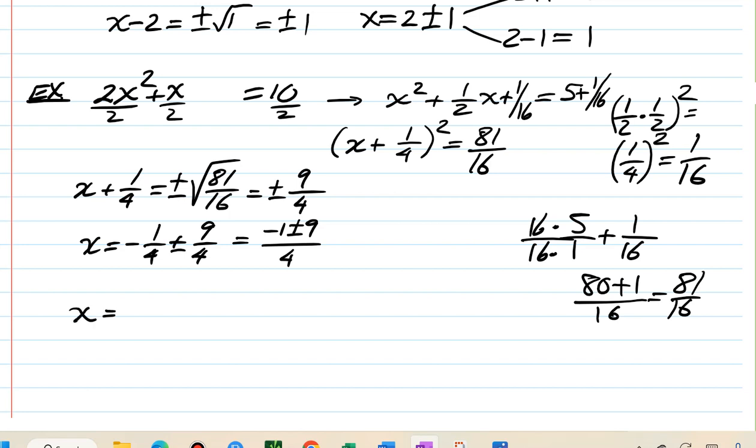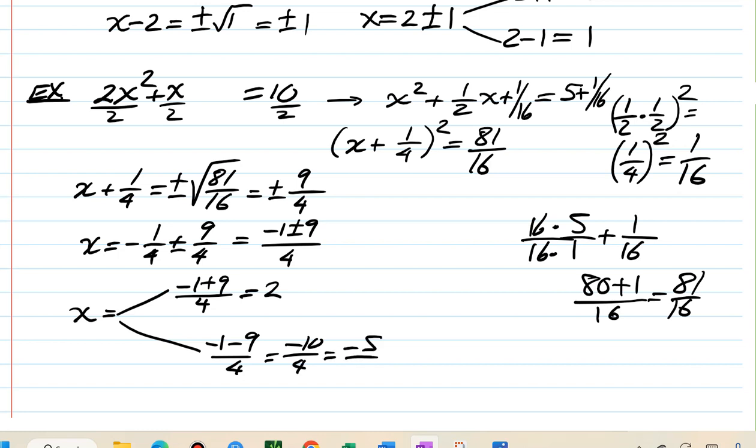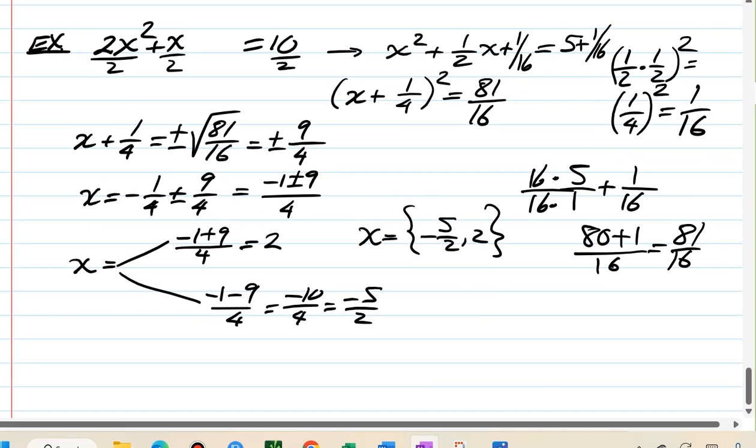So again, how does the plus minus work? One is going to be negative 1 plus 9 over 4, another is going to be negative 1 minus 9 over 4. Negative 1 plus 9 is 8, 8/4 is 2. Negative 1 minus 9 is negative 10/4. Divide the 2's out, we get negative 5/2. So this one has two solutions. The solution set is negative 5/2 and 2. And those are the solutions to this one.